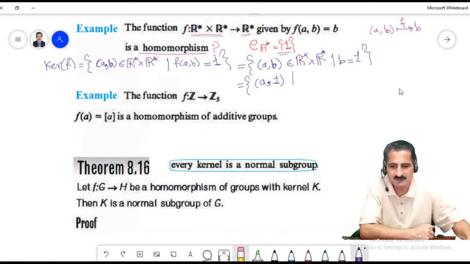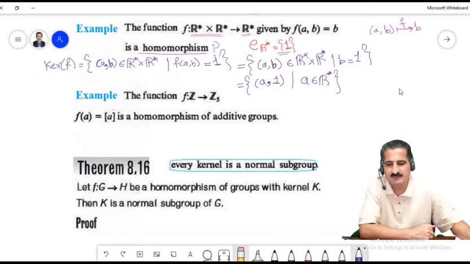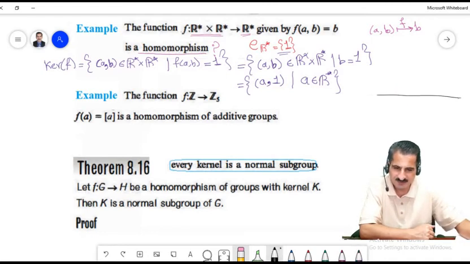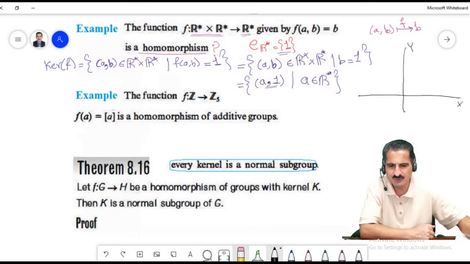Such that a belongs to R star. So it is all ordered pairs that have 1 as second component. And remember, the first component a is not allowed to be 0. If I want to draw that to make a visualization of what that means, we take this to be the x axis and this the y axis, and then the points in here, what are they? We go to y and fix y to be 1.